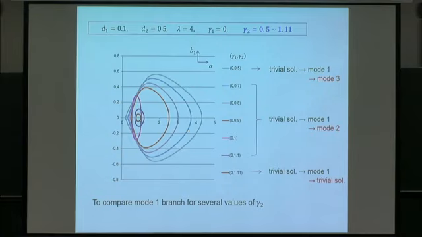Every branch emanates from a trivial solution, but their goals are different. When gamma 2 is between these values, they join the mode 2 branch, but when gamma 2 is this value, it joins not mode 2 but mode 3. And when gamma 2 is this value, it joins a trivial solution.